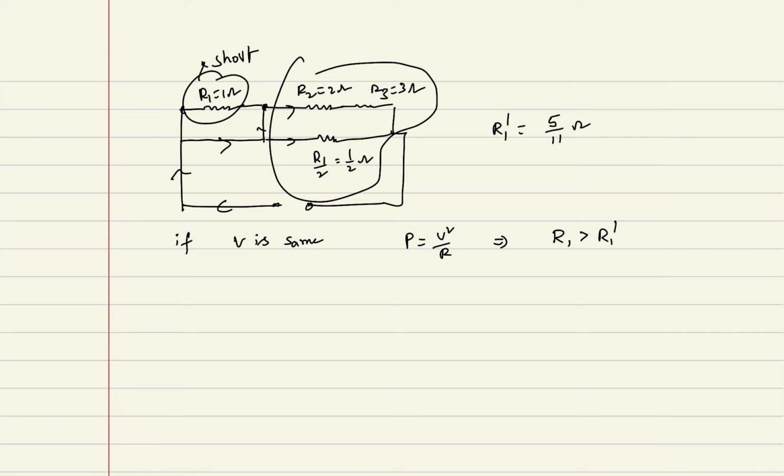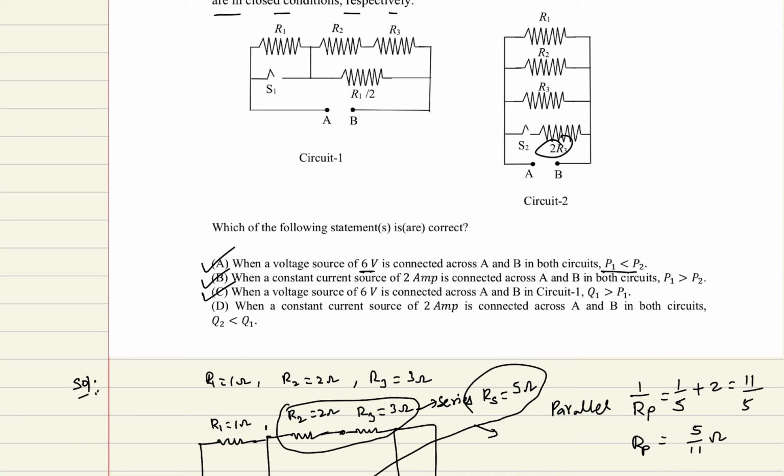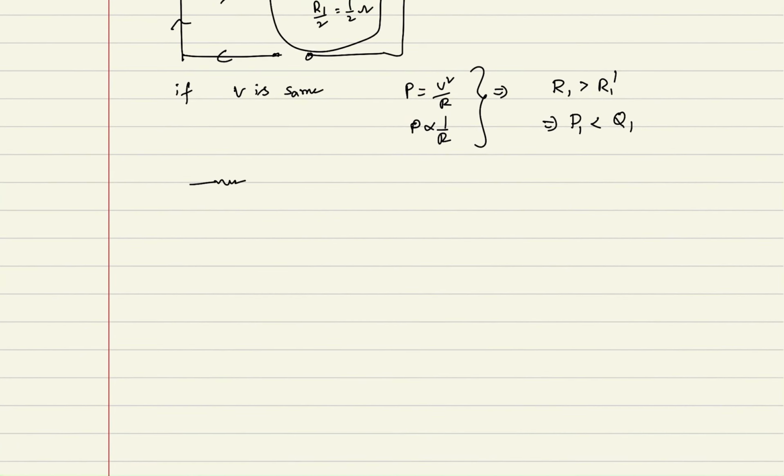Obviously R1 is greater than R1 dash. And you can see P is inversely proportional to R. So from this data we can see that R1 is greater than R1 dash. So P1 is less than Q1. If you observe this, the option that Q1 is greater than P1 is correct. Next, when a constant current of 2 ampere is connected across A and B in both the circuits, Q2 is less than Q1. Now you have to calculate the last one also.